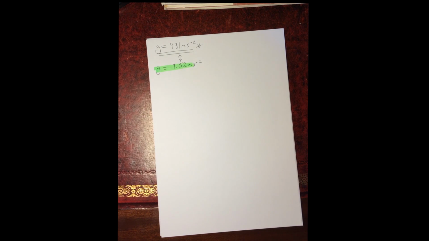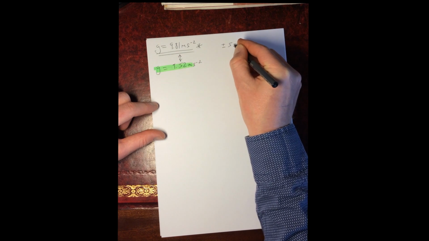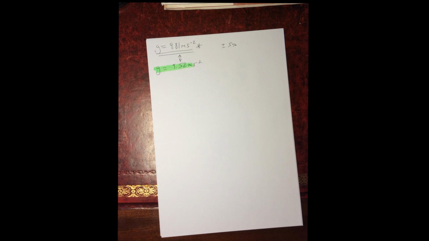Now the question is, is this result accurate? How do you know if a result's accurate? How close does it have to be to the true value to be considered accurate as a scientist? Well, usually we say that if a result is within plus or minus 5% of the true value, then it's accurate, because all scientists agree that you're never going to get a result that's entirely accurate, or it's very difficult to get one. So anything that's within 5% of the true value, we say is accurate.